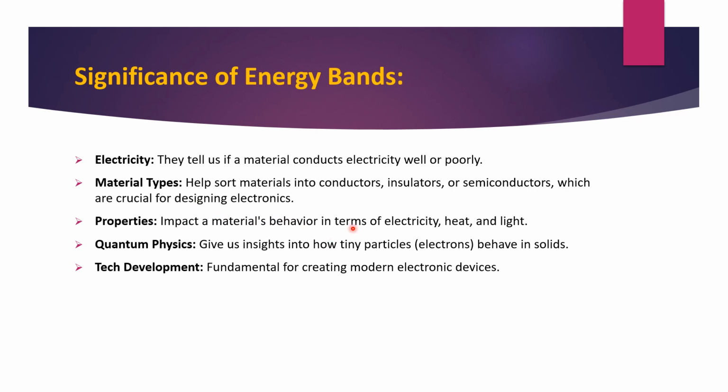Properties also impact a material's behavior in terms of electricity, heat and light. The forbidden gap behaves the same way for electricity, heat and light. For example, the forbidden gap determines whether the material absorbs or reflects light, and depending on that, the property of the material changes. Quantum physics gives you insight into how tiny particles behave in a solid. This is very deep inside the structure, and it is helpful for quantum physics also. And by using all this knowledge, we can build modern electronic devices for better applications.